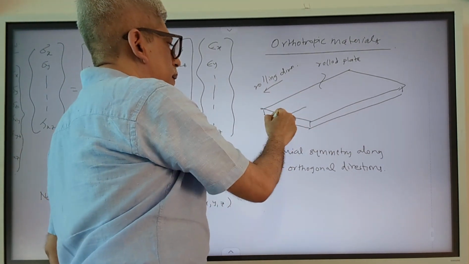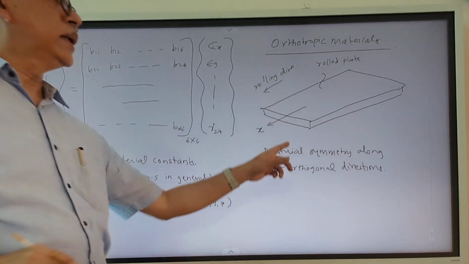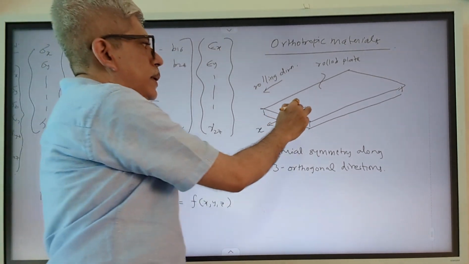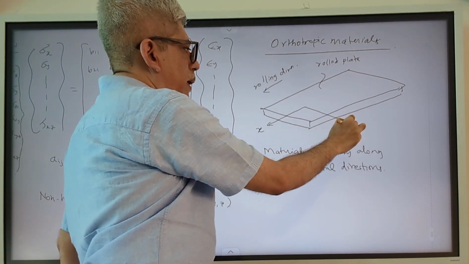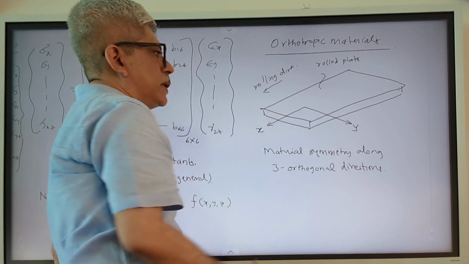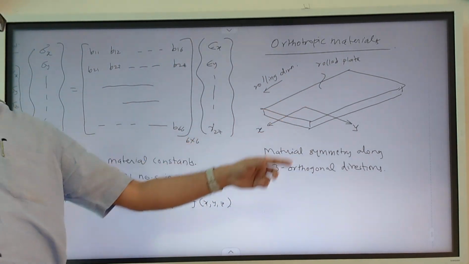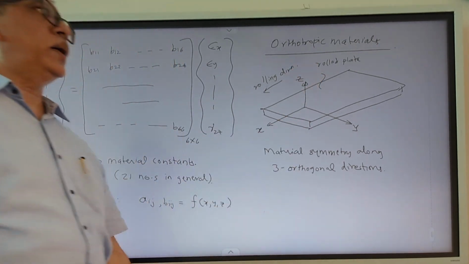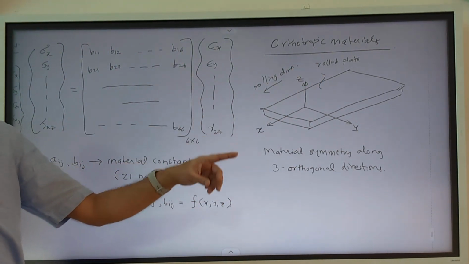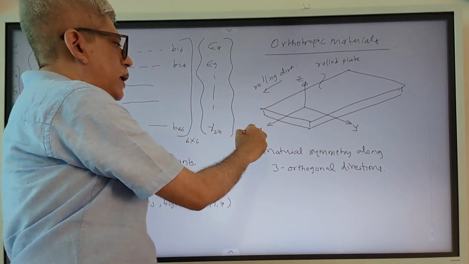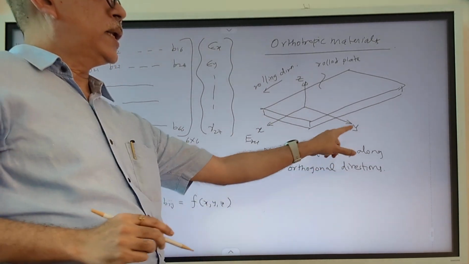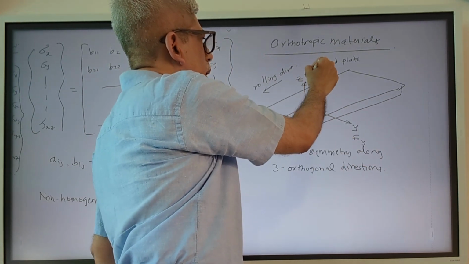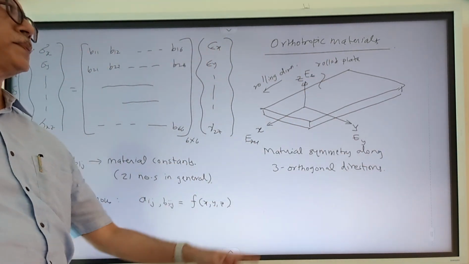So in this direction, let's call this the x direction, we will have certain properties. That is called the rolling direction. Perpendicular to the rolling direction, it is called the transverse direction, and you will have different material properties. And in the third direction, that is the thickness direction, you will have a third set of properties. So in the x direction, you will have a certain value Ex, in the y direction, another value Ey, and in the z direction, a third value Ez.